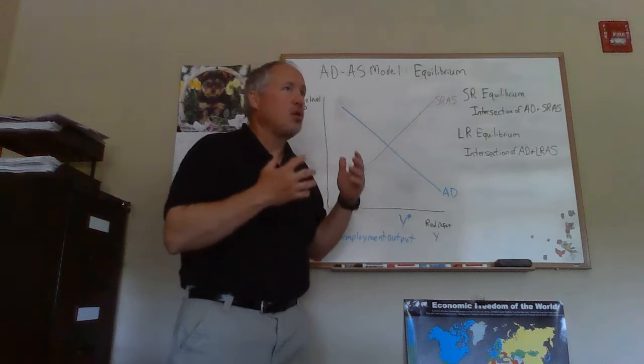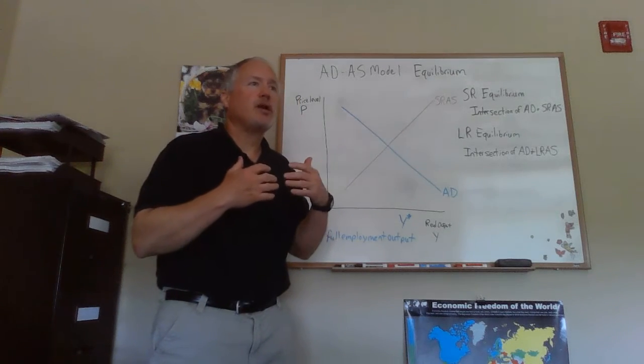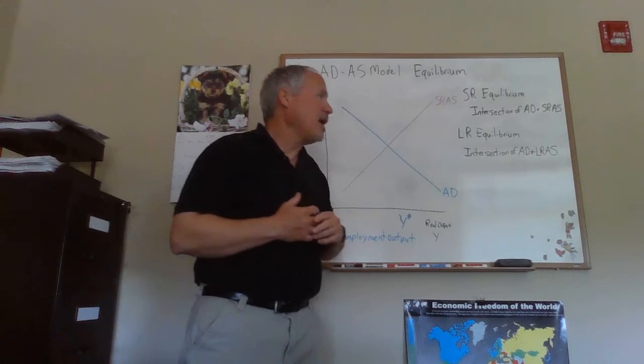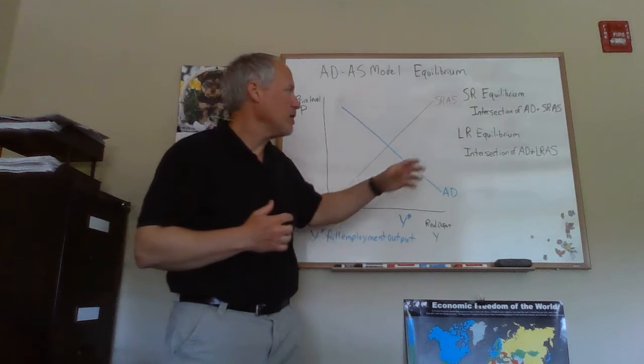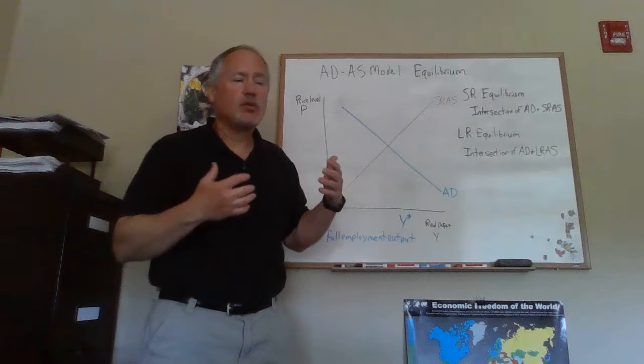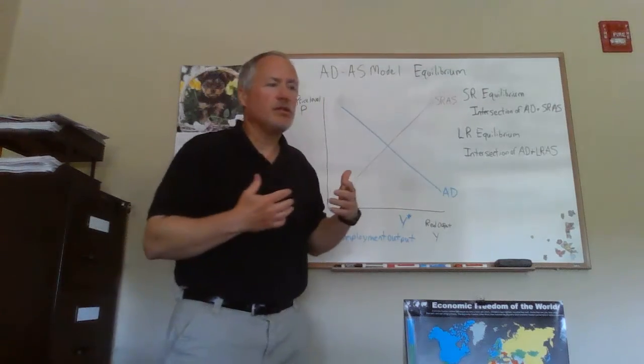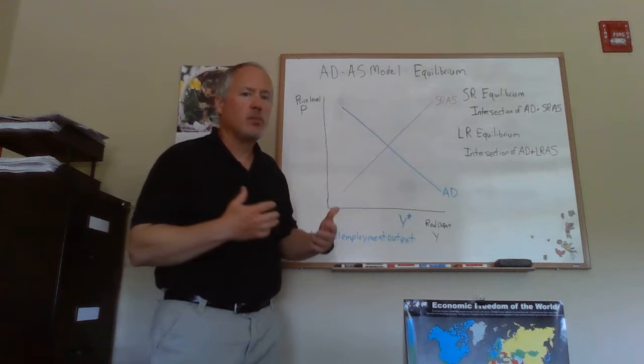So remember, the short run is that period of time in which some prices are fixed. And so the short run equilibrium is going to be the intersection of the aggregate demand curve and short run aggregate supply curve. And the long run is a period of time in which all prices are variable. And so long run equilibrium is going to be the intersection of aggregate demand and long run aggregate supply.